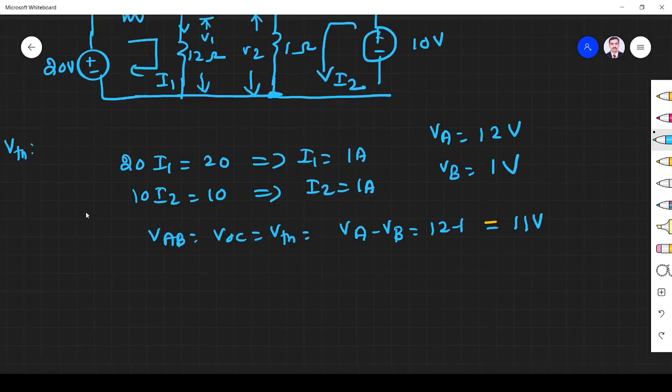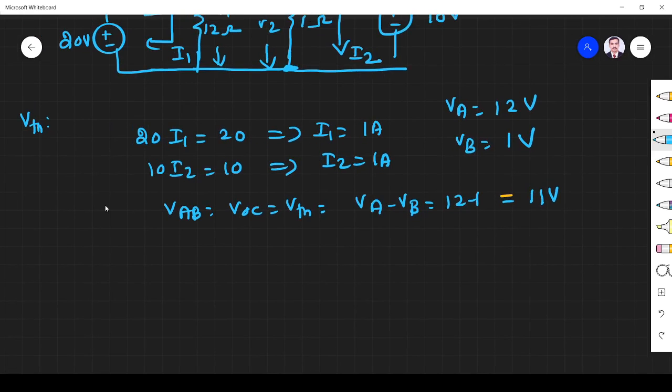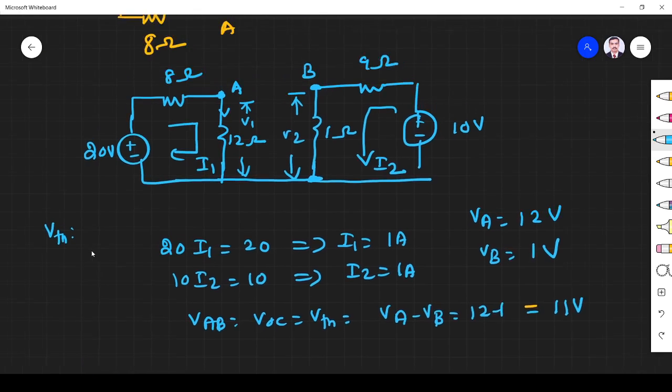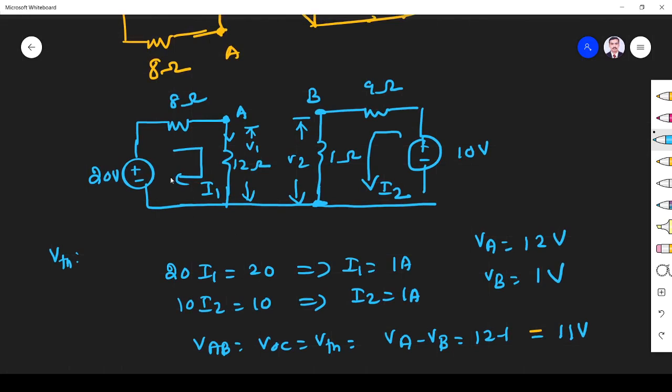Right? So this is Thevenin's voltage. What about Thevenin's resistance? What we have to do? We have to replace the independent sources by their equivalent circuit. Replace the voltage source by its internal resistance, and replace the current source by its internal resistance. Both have internal resistance of 0.